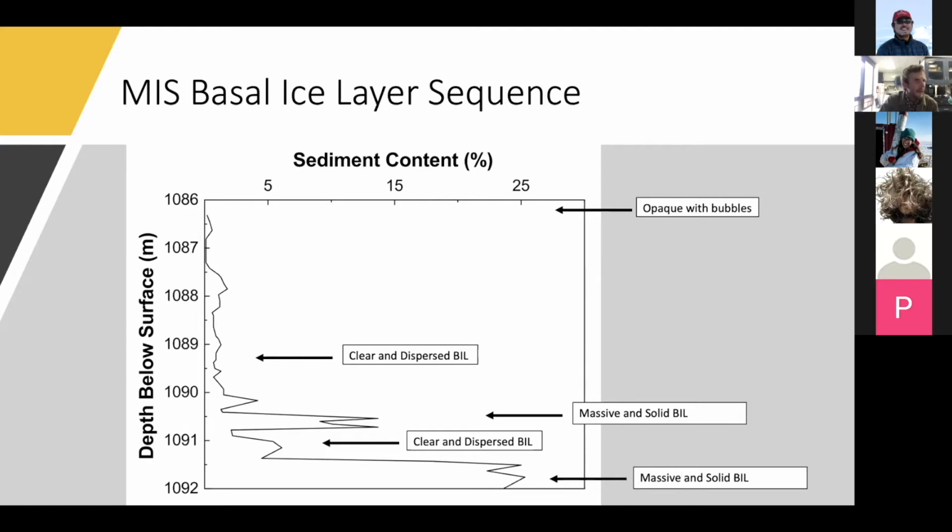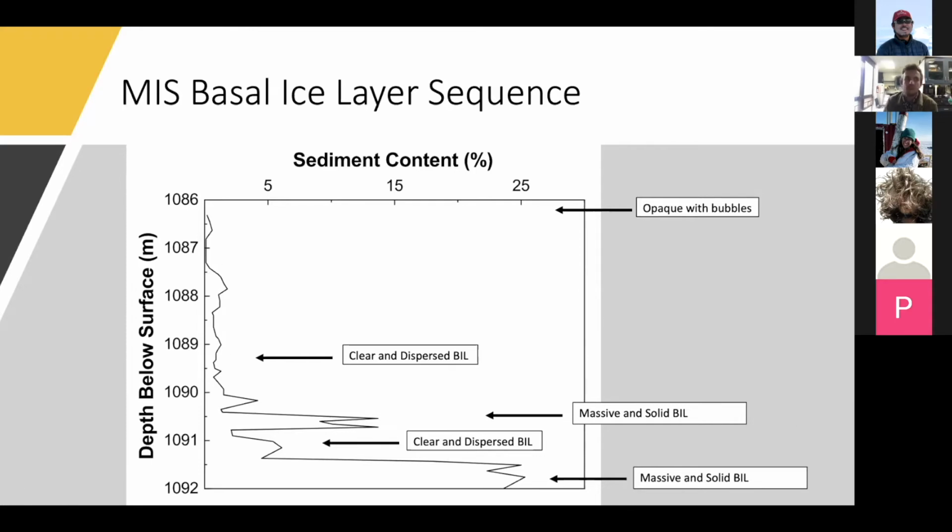The 2 facies can be broken down to 4 subunits that are labeled here in this stratigraphic log. Starting at the ice-water interface, we have a massive and solid unit grading into a dispersed facies, which then grades back into the massive unit, but thinner than the first or the lower unit. And then this grades into a much thicker unit of dispersed facies up core.